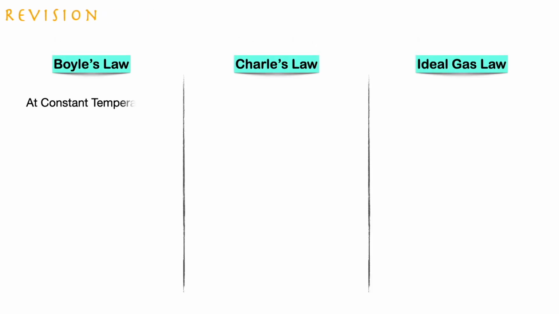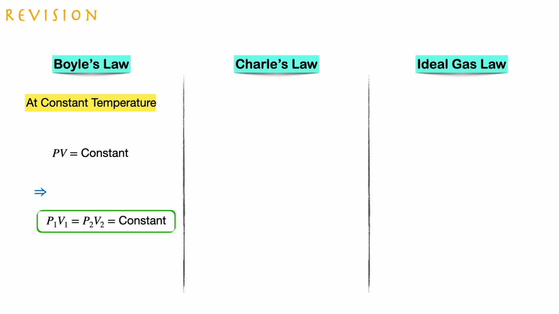According to Boyle's law, at constant temperature, pressure and volume of a gas are inversely proportional to each other, and mathematically, as you have seen before, we can write it like this: the product of pressure and volume is equal to a constant, or we can say that the product of initial pressure and volume is equal to the product of final pressure and volume of a gas. If they keep on changing, the product will remain constant.